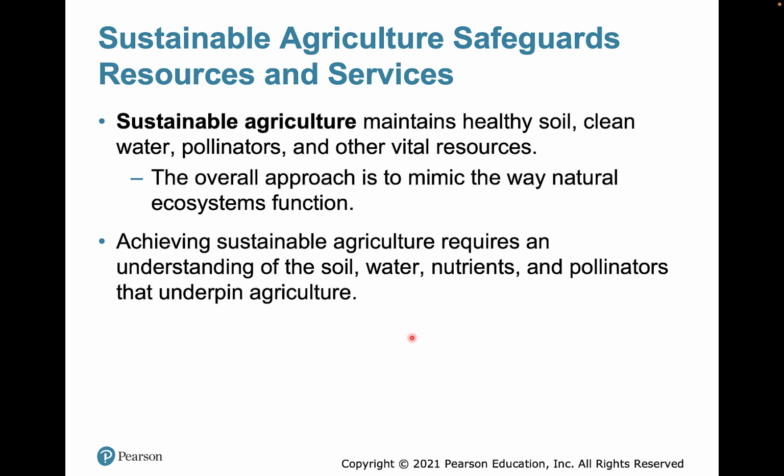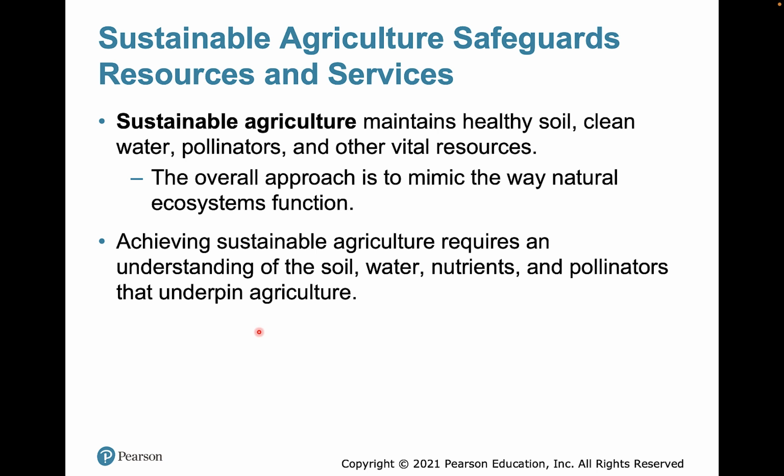So we maintain healthy soil, clean water, we save our pollinators, and we preserve other really vital resources. And again, as you've heard in almost every chapter, if we're going to do things sustainably, we want to do it the way that natural ecosystems function. You don't typically in natural ecosystems have hundreds of acres of the same exact crop or the same exact tree. Okay, it's a polyculture more than a monoculture.